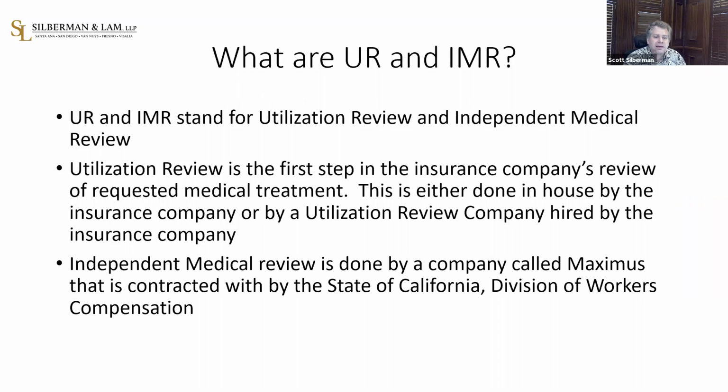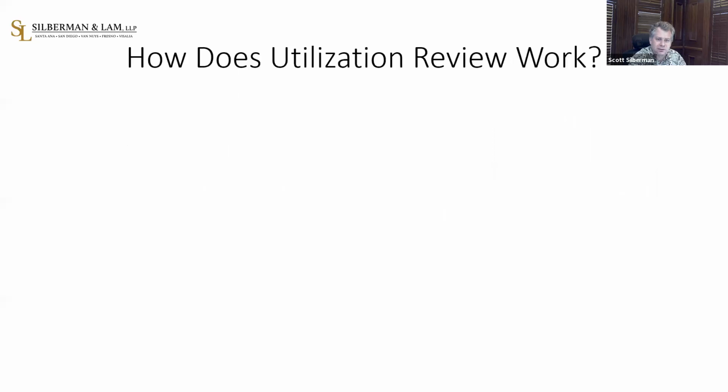Now, independent medical review is the step after utilization review, and is done by a company called Maximus that's contracted with the State of California Division of Workers' Compensation. So the insurance company does not get to choose which IMR company they will use. Everybody uses the same one, Maximus. So when you get a denial from independent medical review denying treatment, it's not the adjuster who's denying the treatment. It's Maximus who's denying that treatment.